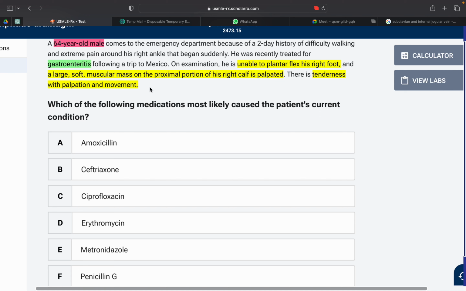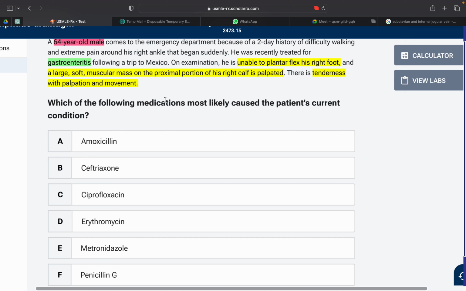That means I got a patient in the emergency department and I treated him for gastroenteritis, and the drug I gave him caused a side effect. Do you get that point? That is the actual scenario. Now I have to see which antibiotic could be given for gastroenteritis.